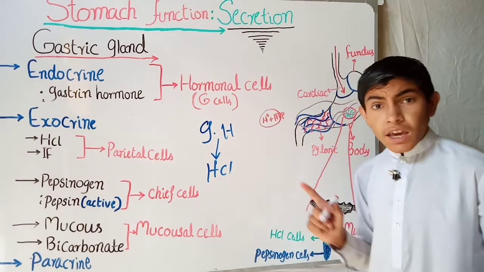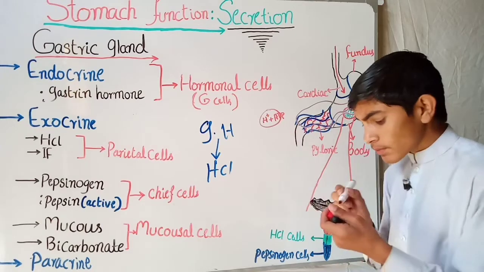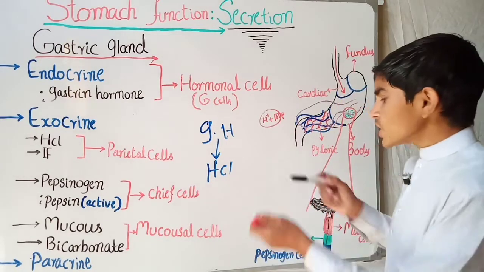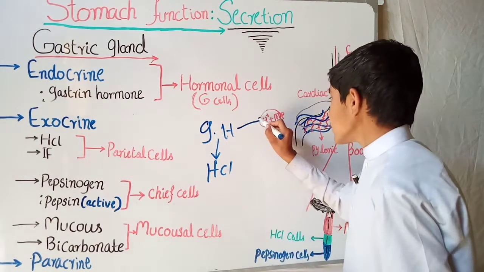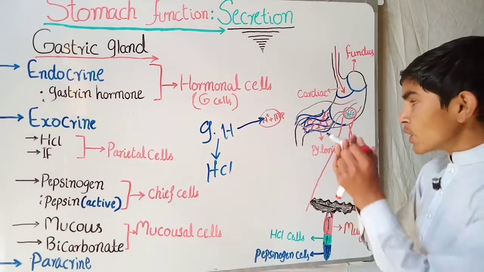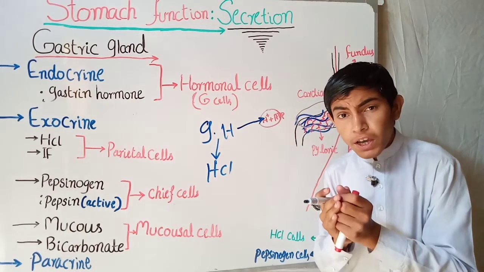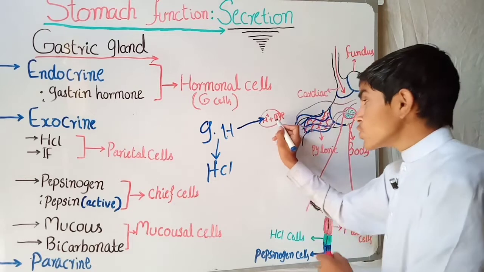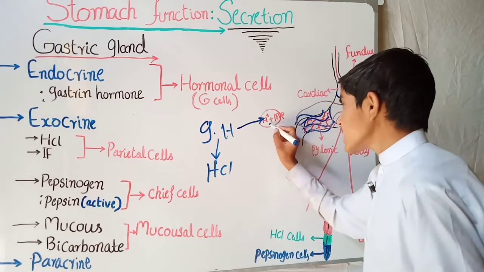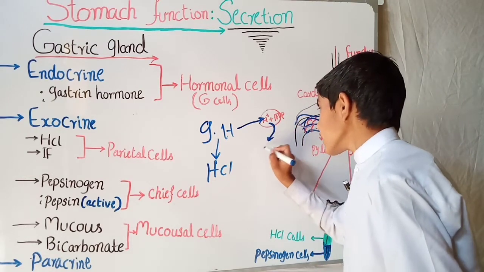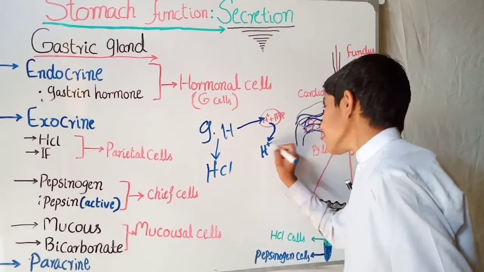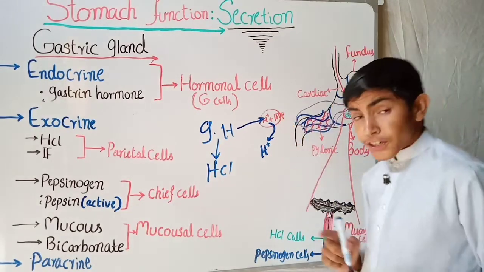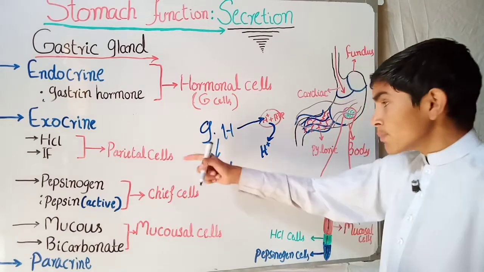It contains H positive ion plus ATP. So when the gastrin hormone comes there, it stimulates the secretion of H positive ion from the parietal cell by using this ATP. The parietal cell secretes this H positive ion with the help of ATP energy present in the parietal cell.